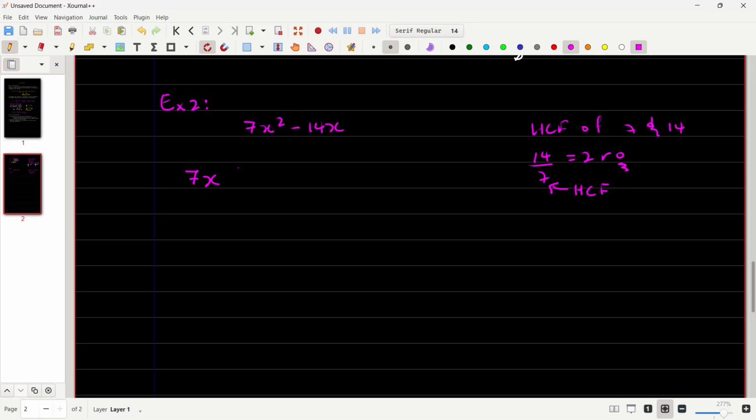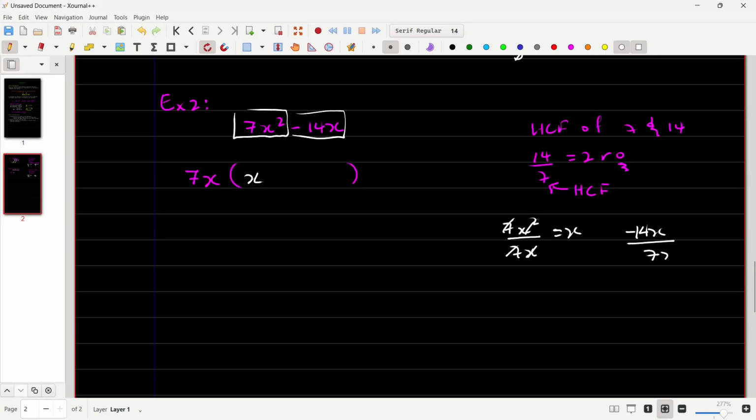And then after that, we open brackets and then we simplify. So I'm going to take each term here and here and divide it. So I'm going to take 7x squared divided by 7x. 7 cancels, x cancels, remain with 1x. That x goes here. Then we take negative 14x divided by 7x.